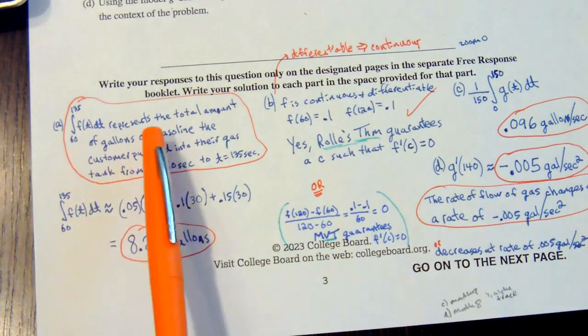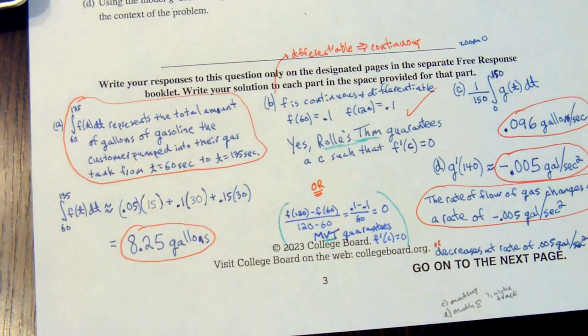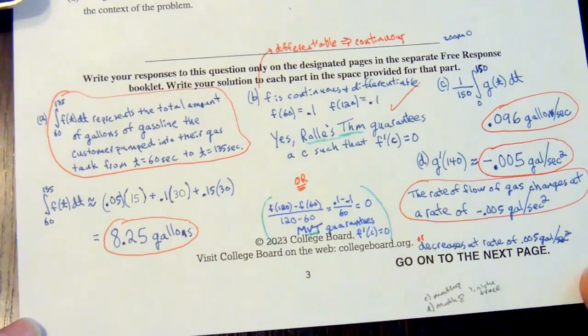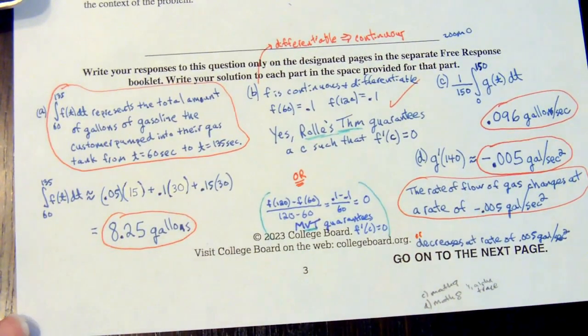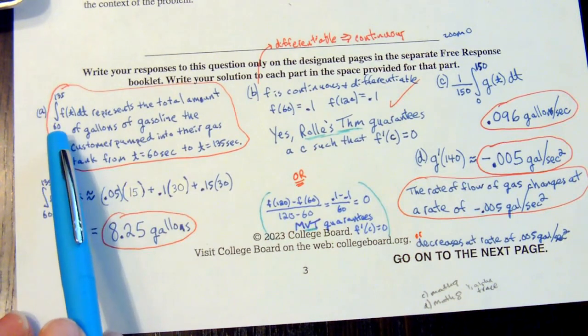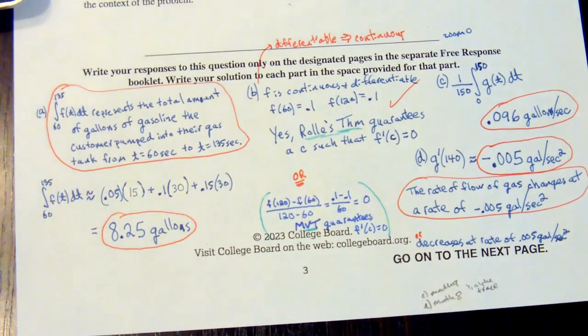So the meaning of that integral represents the total amount of gallons of gasoline that the customer pumped into their gas tank. You got to specify the time period from t equals 60 seconds to t equals 135 seconds and be very specific for that. So that's the first part of part A.